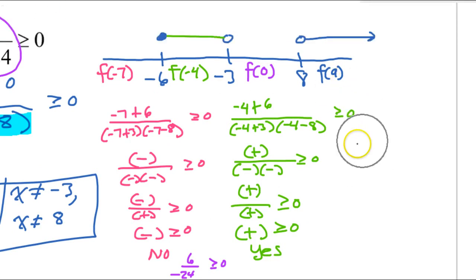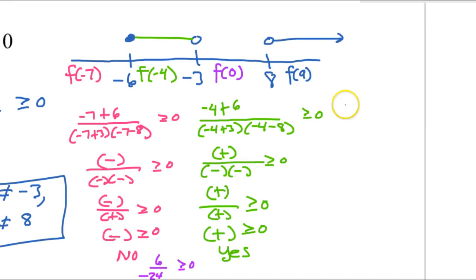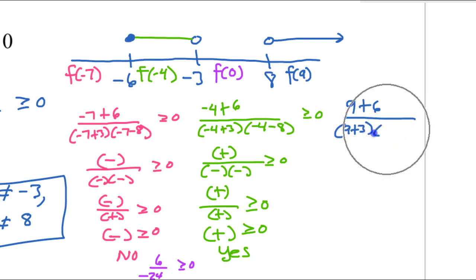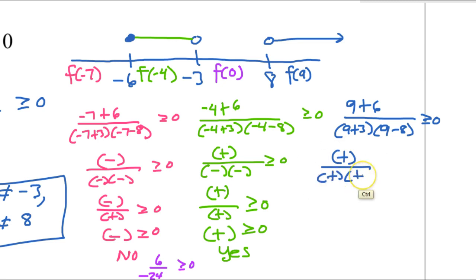And then finally the 9. So that would be 9 plus 6 over 9 plus 3 times 9 minus 8. And we're asking if that's greater than or equal to 0. So that's going to be a positive over a positive times a positive. So obviously that's going to be a positive result. So that's another yes. So I will have solutions in this interval.